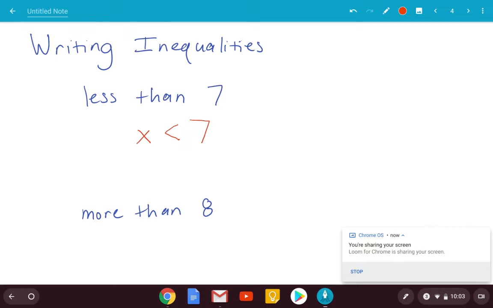When we're looking for more than, if something is more than 8, we want our variable, and then the greater than sign will point towards your variable if your variable is first. So that sign is the greater than sign. X is greater than 8.